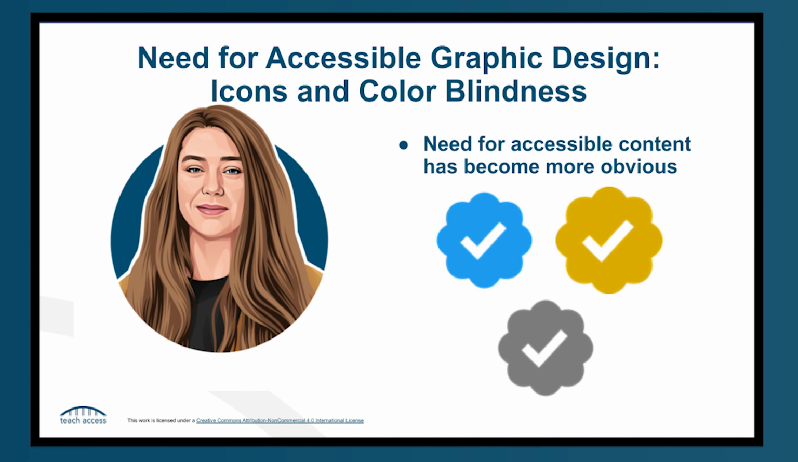When we look at the three icons shown, those without the visual impairment, color blindness, see a blue, a gray, and a yellow icon. However, those with certain types of color blindness may not be able to distinguish between the three, which puts these users at a slight disadvantage.